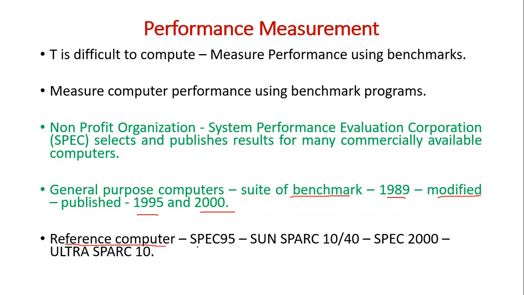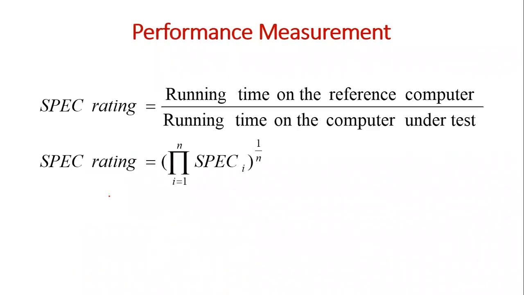The reference computer used was, for Spec 95, that is during the year 95, the one which was published in 95, the reference computer used was Sun Spark 10/40. This is the computer name. And for the one published in 2000, Spec 2000, the reference computer used was Ultra Spark 10. Okay? So let us see how to measure the performance of a computer using this benchmark. It is given by this formula. The spec rating is equal to running time on the reference computer divided by running time on the computer under test.